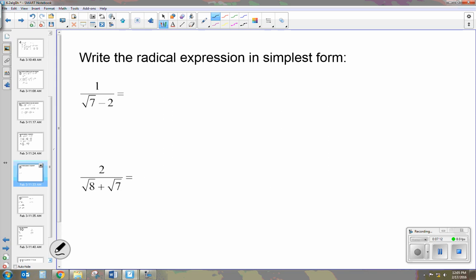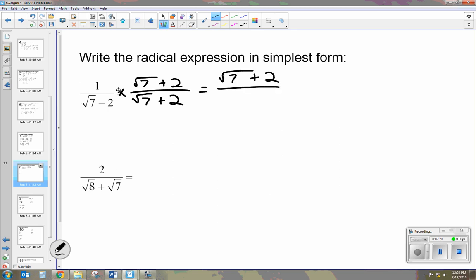Okay, in these problems, we're going to multiply by the conjugates. So in this first one, we're going to multiply by the square root of 7 plus 2 over the square root of 7 plus 2. When we multiply that out, we get the square root of 7 plus 2 over 7 minus 4. I've got to FOIL out that bottom. We get the square root of 7 plus 2 over 3.